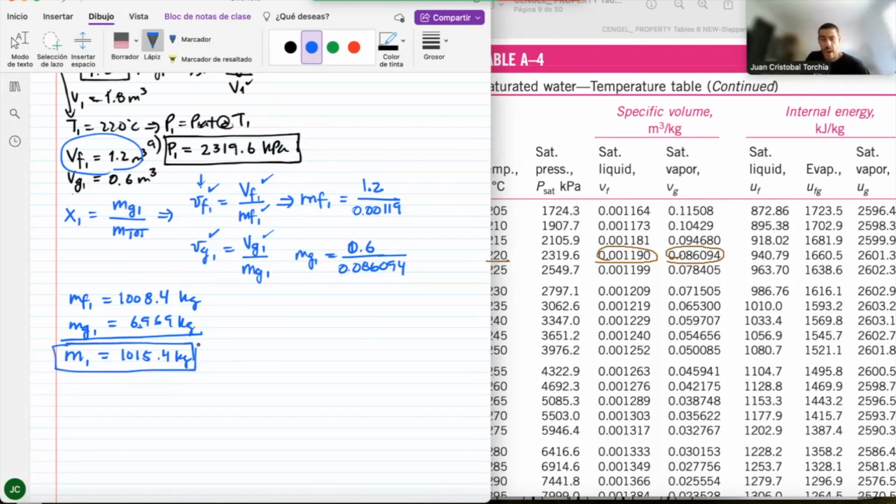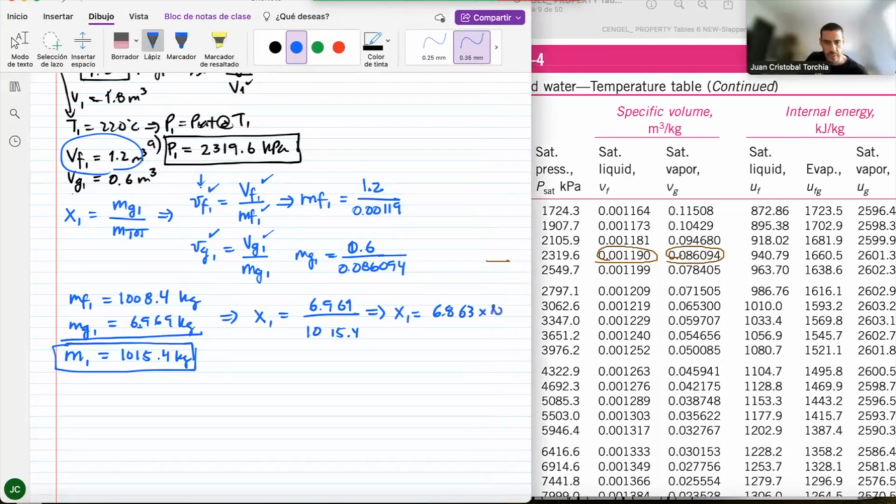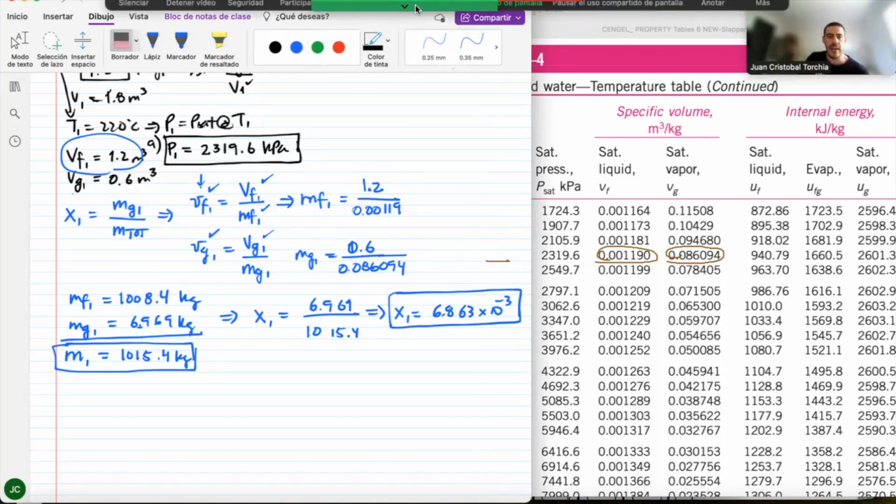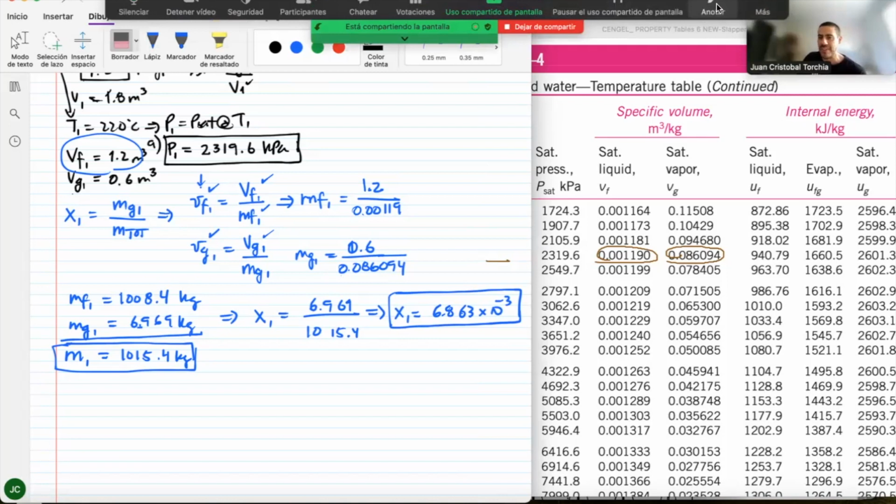I still haven't got what I was looking for, but this is now pretty straightforward. X1 equals 6.969 divided by 1,015.4. And with this value, I will have a really small value. This equals, if I have this right, 6.863 times 10 to the minus 3. So it's a really small quantity, 0.0068. Actually, the relationship between gas phase and the total phase, or total mass.